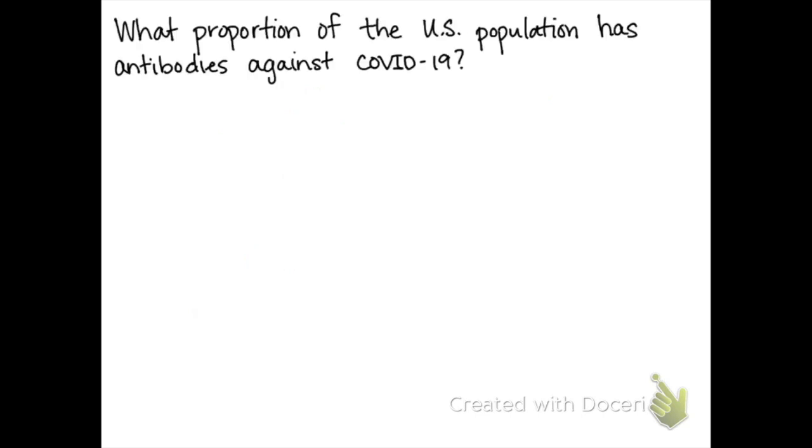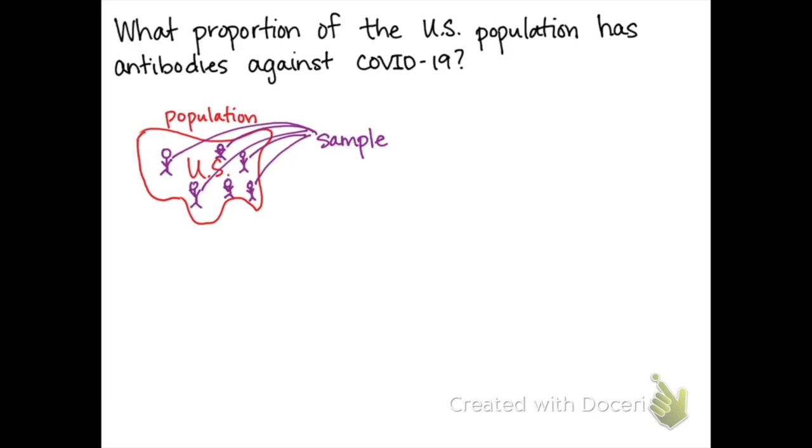It would be great if we knew what proportion, or what percent, of the US population, or even the world population, has antibodies against the coronavirus and therefore may possibly be immune. Ideally, we would test every person in the United States to determine if they have antibodies to answer this question, but that's unrealistic. So instead, we take a random sample of a subset of the US population.